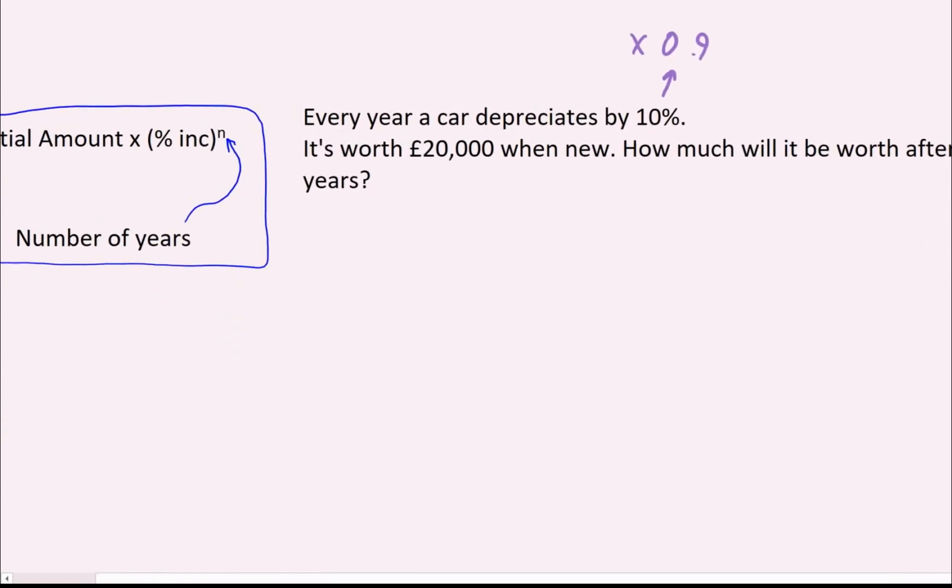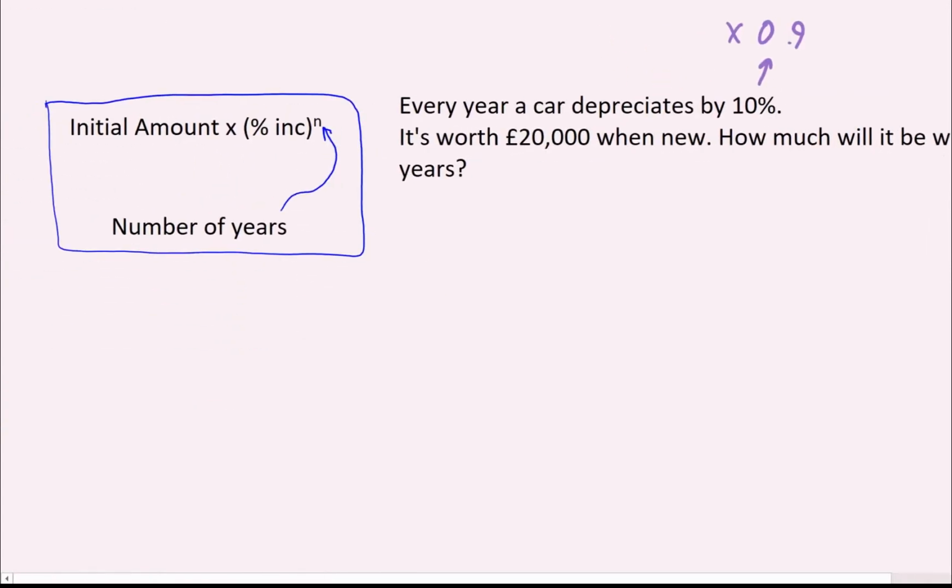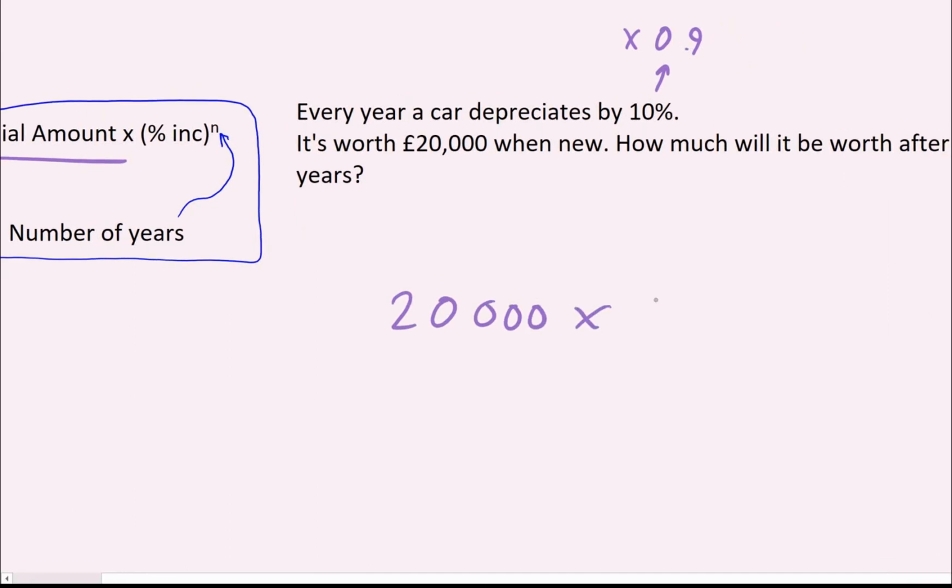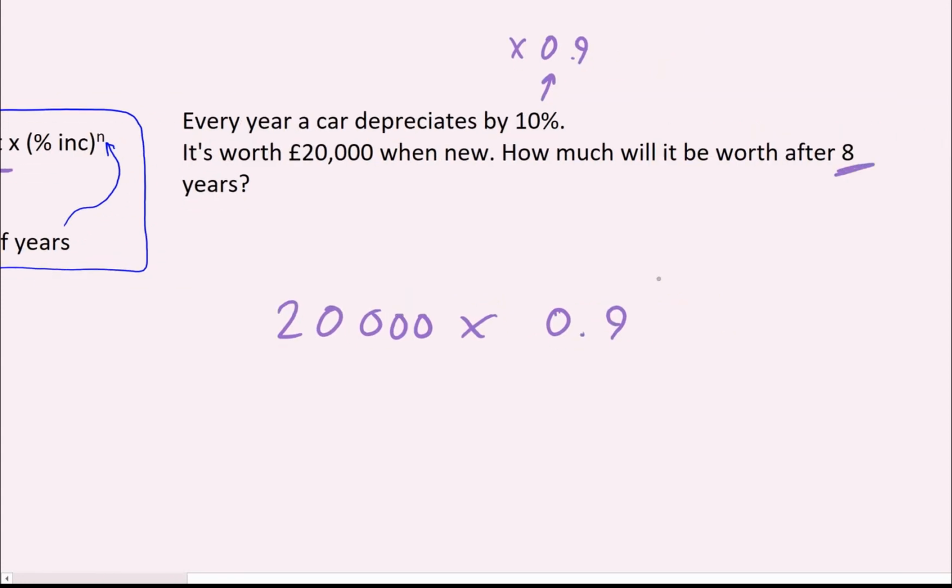So the car is worth £20,000 when new. That is my initial amount, so £20,000. We then times it by the percentage increase, or I should say percentage change. In this case it's 0.9 because it's a decrease. And then to the power of the number of years, and here it's 8 years. And again, same thing, throw that straight into your calculator and that will do the rest of the hard work for you.